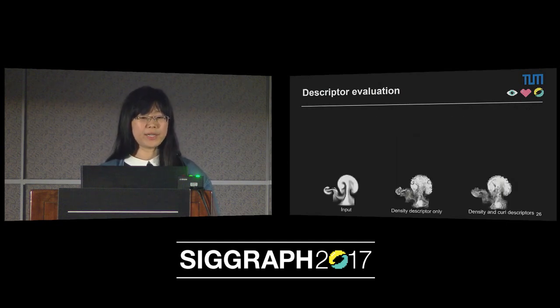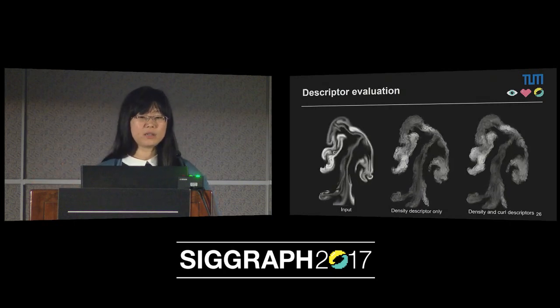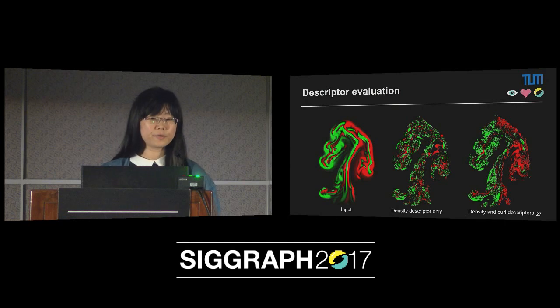We have an example here. On the left is the coarse target input, and the rest are the synthesized detailed results. In the middle, we only use the density descriptor, and on the right, we use the curl combined descriptor to match desired patches. At first glance, people may feel that all the details are acceptable. But if you take a look at the synthesized curl field, if we only use the density descriptor, then it's a bit random. And if we use the curl descriptor, it preserves the motion better.